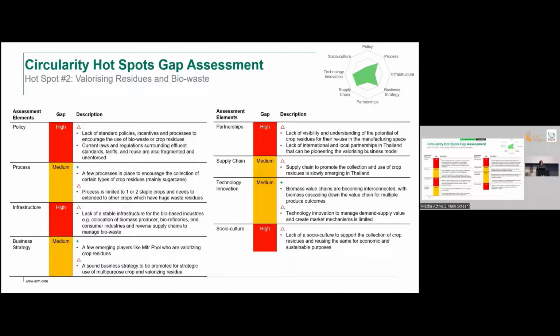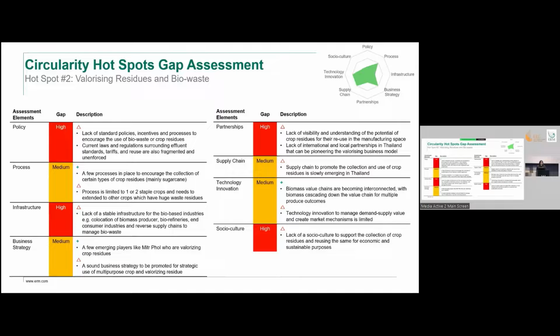Infrastructure, big gap. There are no infrastructures in place, and this is a big gap in terms of bringing more collection, more sorting, and more diversion of these waste residues into biorefineries. Business strategy is somehow developing because the national players in Thailand are already starting to look at the alternative use of residues. Partnerships are definitely lacking because not a lot of public private partnerships are currently existing in the field of valorizing residues. Supply chain as infrastructure is also a gap.